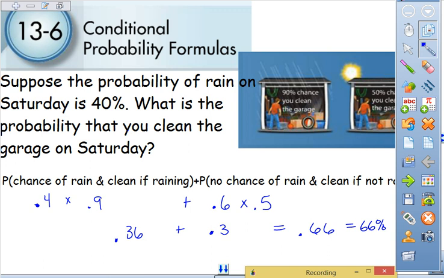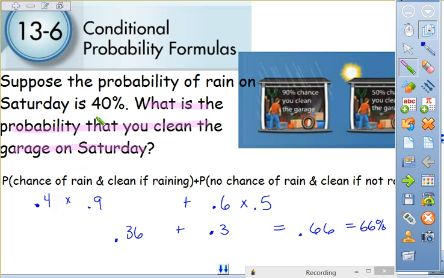There's a 90% chance of you cleaning the garage if it's raining. There is a 50% chance of you cleaning the garage if it's not raining. We will need that information to figure out this problem. When they ask us the question, what is the probability that you clean the garage on Saturday, we're really asking this question. What's the probability that there's a chance of rain and you clean if there's a chance of rain, plus the probability there is no chance of rain and you clean if it's not raining.